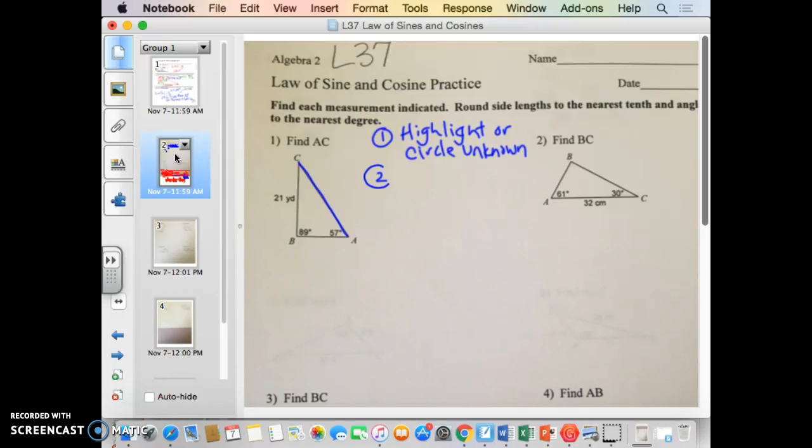Step 2, label A, B, C, and A, B, C. So we're going to label our sides, little a, little b, little c. We're going to label our angles, big A, big B, big C. And what you notice is they're already labeled for you, big A, big B, big C. So when you're labeling the sides, the side across from or opposite A is little a, the side opposite B is little b, and the side opposite C is little c. Okay, that's step 2.